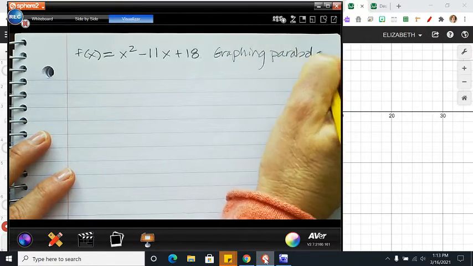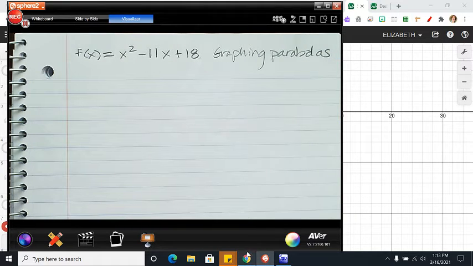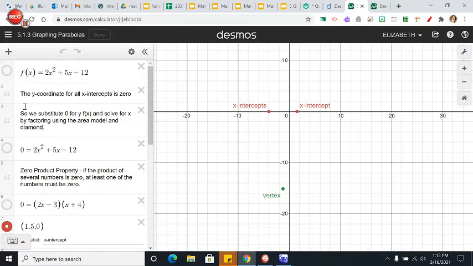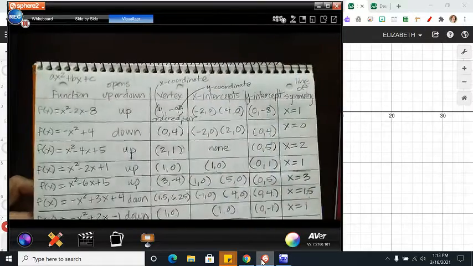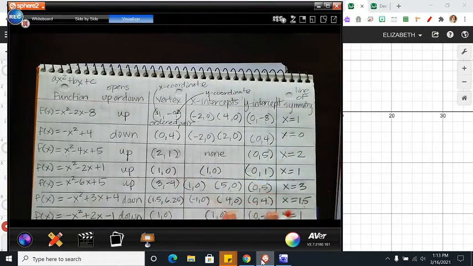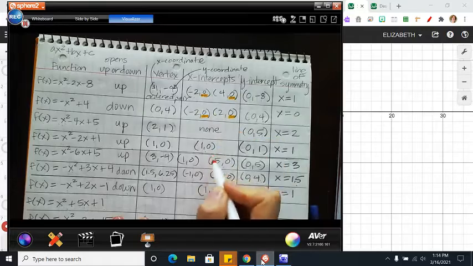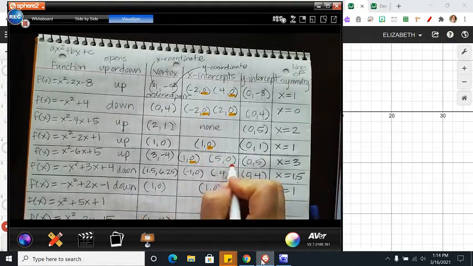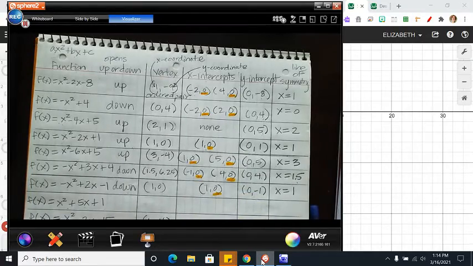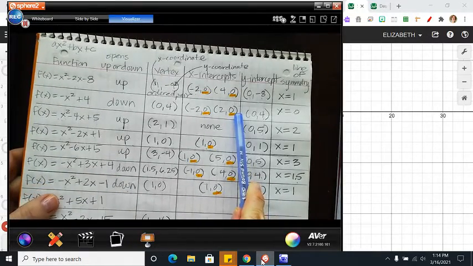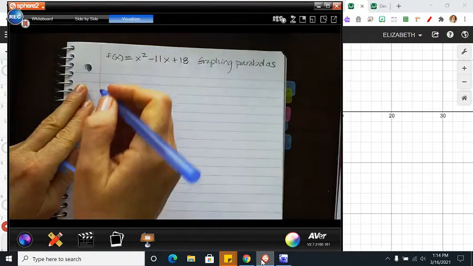parabolas. So we are going to have some sentences here as part of the work. So step 2 or line 2 and line 3 say the y coordinate for all x-intercepts is 0. So if you remember, we did a chart and we looked at a lot of parabolas, and we noticed that the x-intercepts all have a y coordinate of 0, if they have a y coordinate, right? So then we're just going to substitute 0 for y and solve for x. So you were writing that out as part of this assignment.